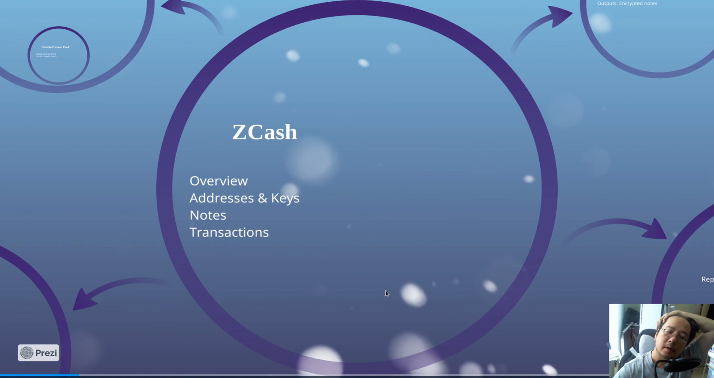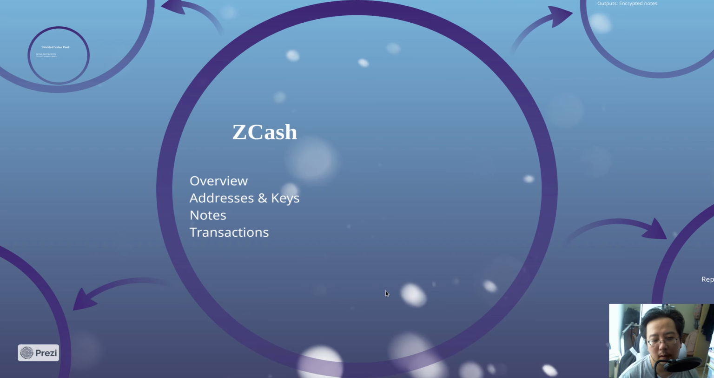Okay, so this is a presentation about Zcash. I'm going to start with an overview of the system. Then I'm going to talk about addresses and keys. And then I'm going to explain what nodes are, what they represent, and finally how we do transactions, how we form transactions. So let's get with the overview.